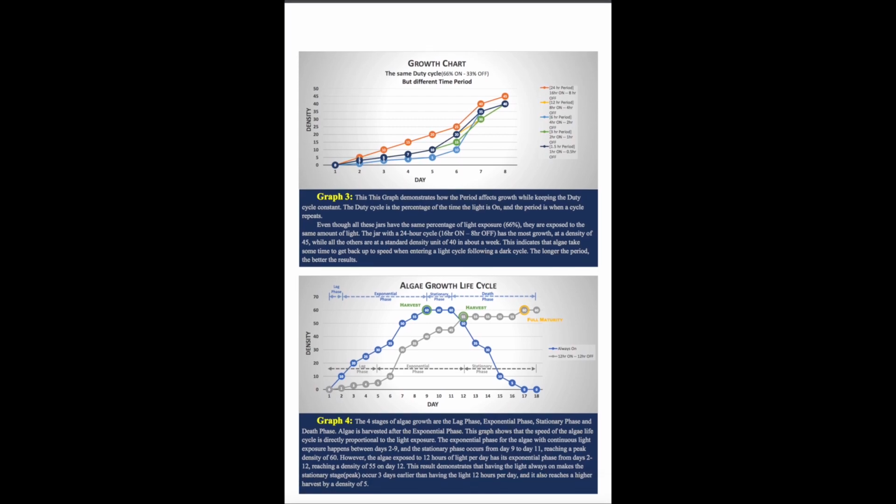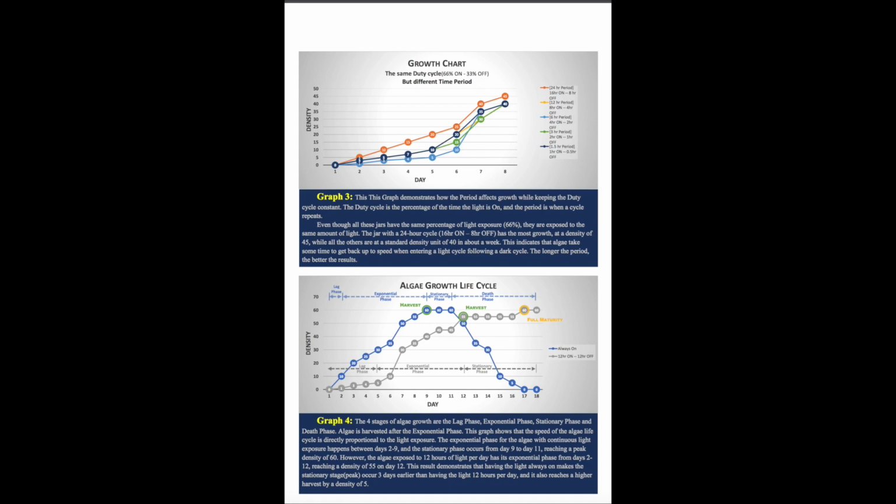The third graph represents all of the different cycles that had the same duty cycle, which means that they're technically on for the same amount of time. However, they have different continuous light exposure. And here you can see that it actually matters, the more continuous light exposure that you have, because the longer it was on continuously, 16 hours, it actually performed slightly better than when it was on for 8 hours and off for 4 hours, or on for 1 hour and off for 0.5 hours.